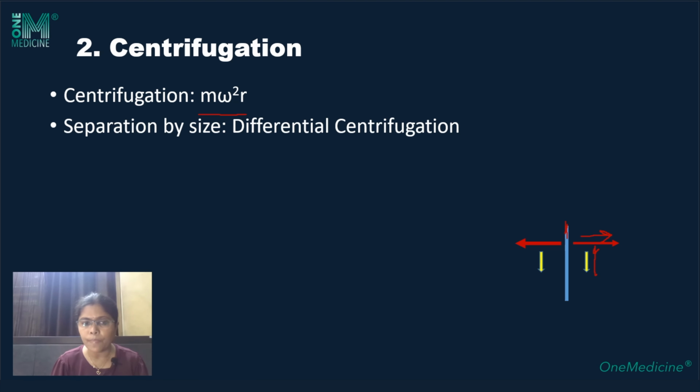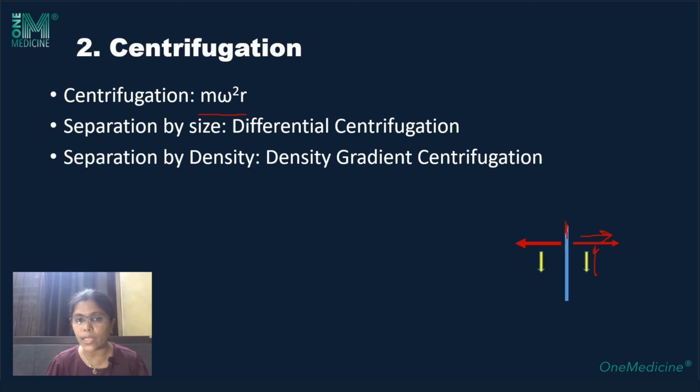Next, what will we see? Centrifugation can be categorized broadly into two types. First one is separation by size, and second one is separation by density. Centrifugation is basically a technique of sedimentation. So there will be sedimentation by virtue of its size, that is differential centrifugation. Second type of centrifugation goes by virtue of its density, that is density gradient centrifugation.